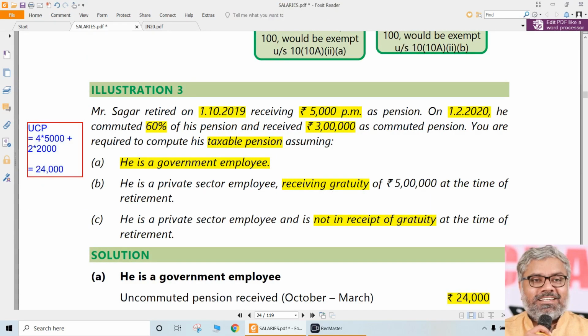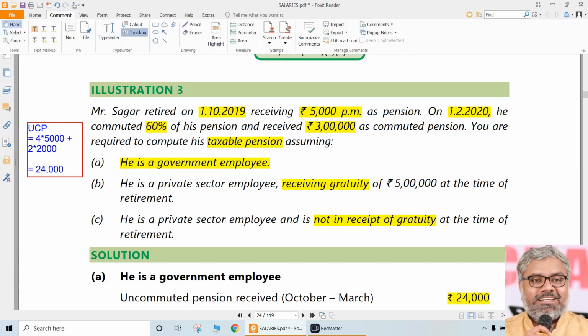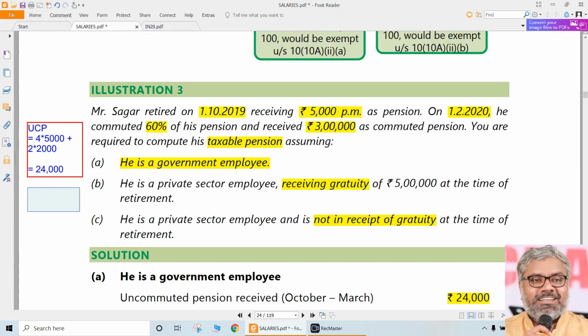What about the second case? In the second case also this 24,000 is taxable, that is for sure. But out of this 3 lakhs that he has received as commuted pension, some amount will be exempt. And the question comes, how much will be exempt in this case where the employee is in receipt of gratuity? The formula you can calculate directly. How much is the commuted pension that he has received? 3 lakhs rupees. So when he has received gratuity, how much will be exempt? Only 1/3 will be exempt.